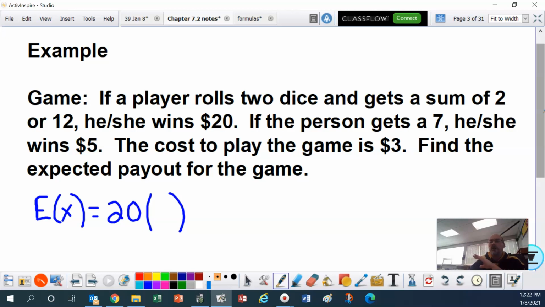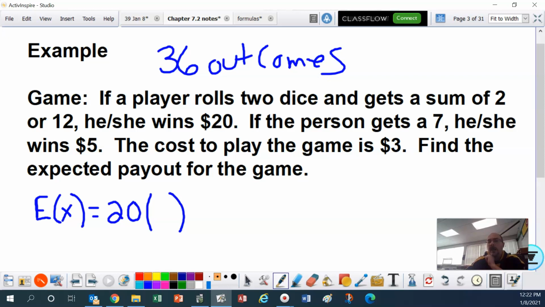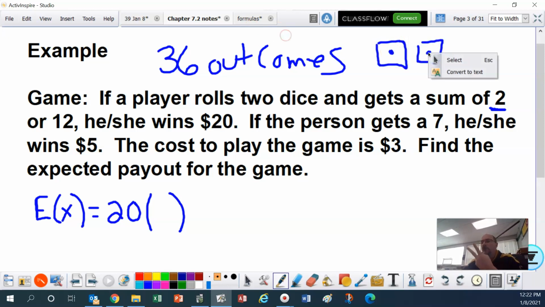If you recall in an earlier lesson, we did all of those probabilities. Remember, there are 36 outcomes when rolling 2 dice. And a 2, how many ways can you roll a 2? There's only 1 way you can roll a 2. How many ways can you roll a 12? Well, that means both dice would have 6 dots on it, right? So there's only 1 way to roll a 12. So the probability of rolling a sum of 2 or 12 is 2 out of 36.